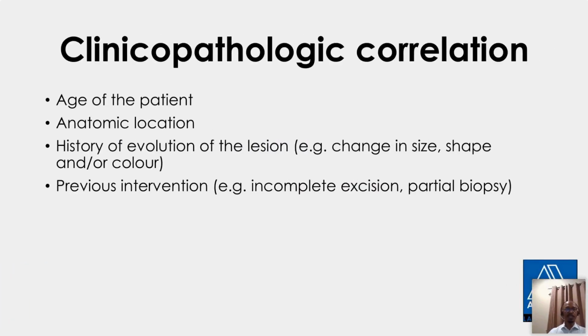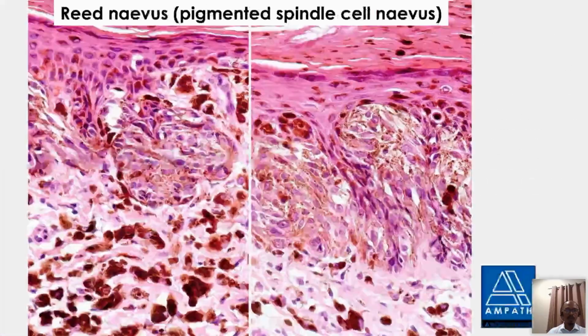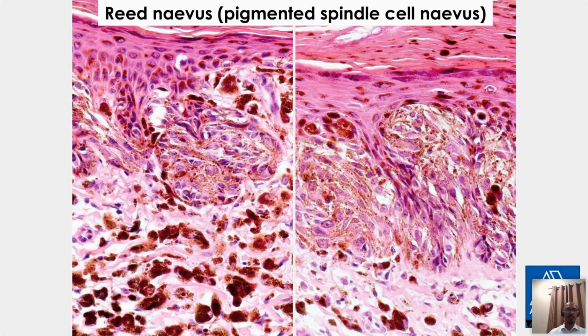But when you've got the history, then you know that actually this is just the Reed nevus, which is also called the pigmented spindle cell nevus of Reed. And it's actually a benign lesion. They're typically located on the lower limbs of young female patients. Often when you've seen one before, the next time you see another one, it's very easy to spot.